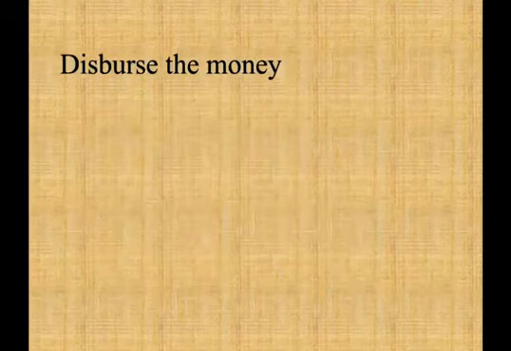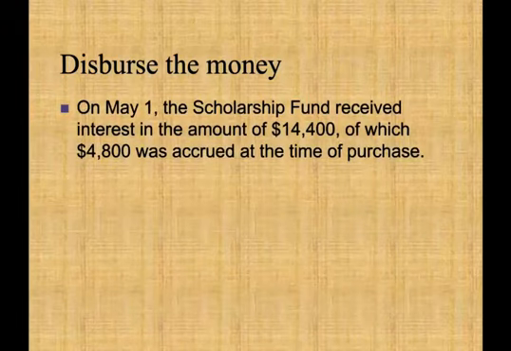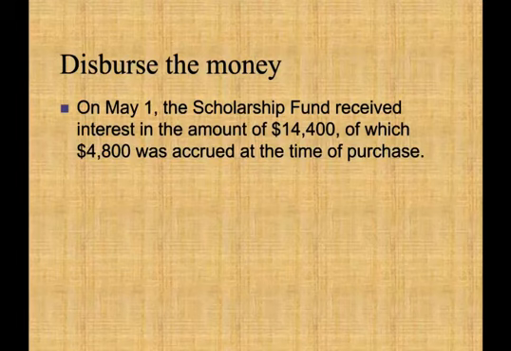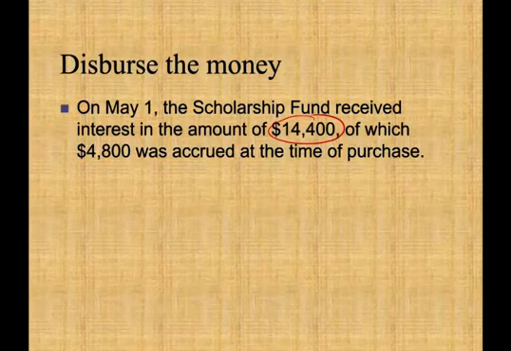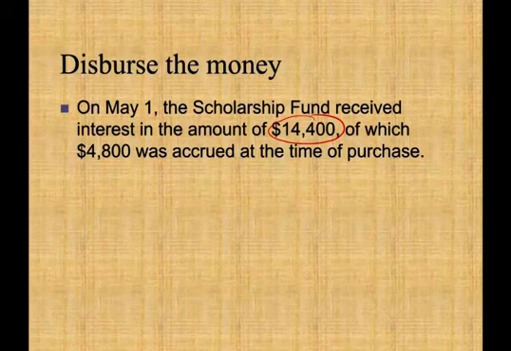Now, guess what? Why did we have the money? To pay scholarships. On May 1st, the scholarship fund received interest. Actually, first we received interest. Okay, good. We received interest in the amount of $14,400, of which $4,800 was accrued at the time of the purchase. So first we received the interest. Let me go ahead and do the receipt of the interest first, because that's what we did first.